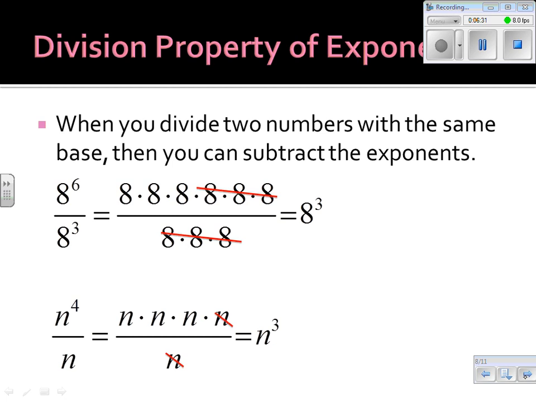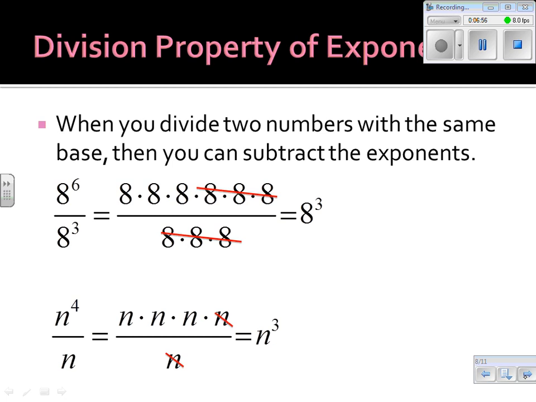The division property of exponents says when you divide two numbers with the same base, then you can subtract the exponents. So in my example here, 8 to the 6th power divided by 8 to the 3rd power, we would get 8 to the 3rd power because 6 minus 3 is equal to 3.